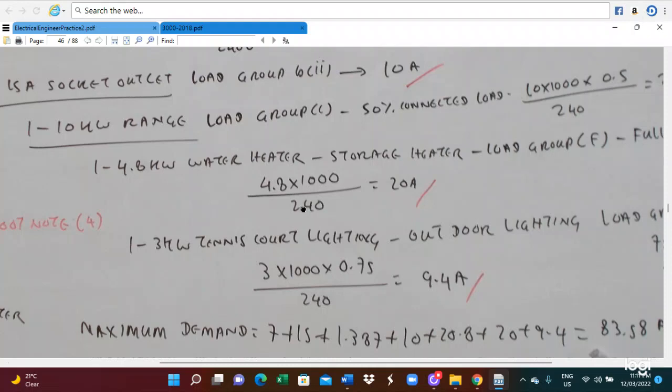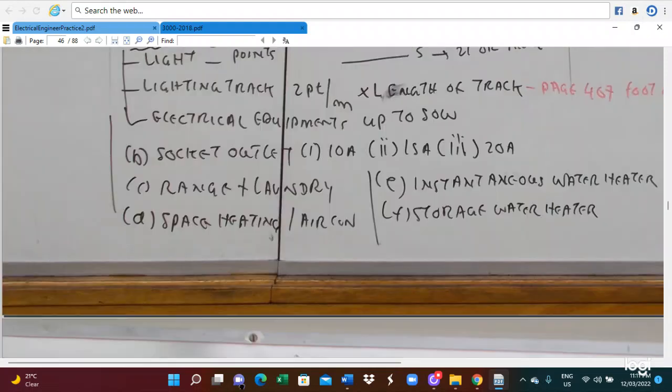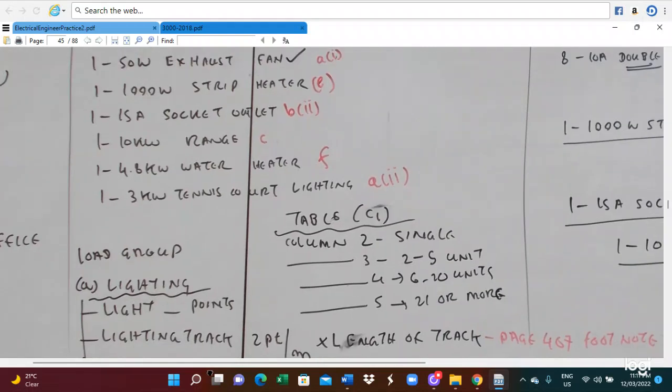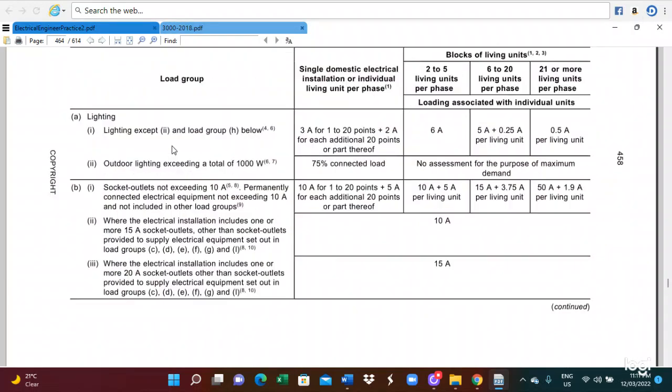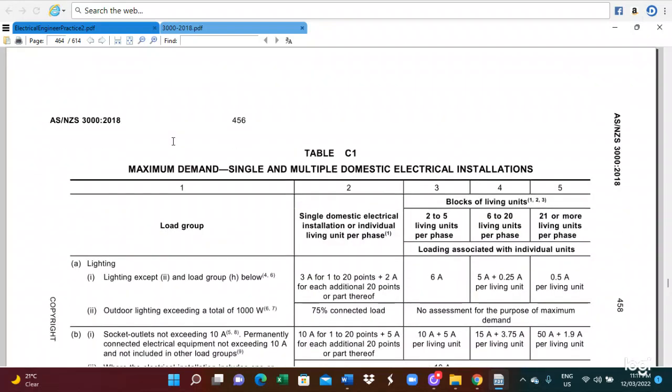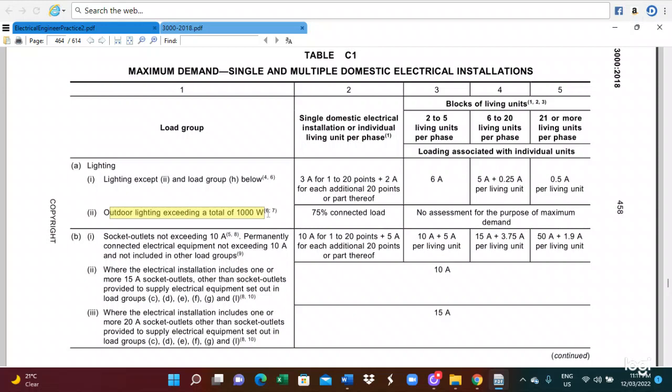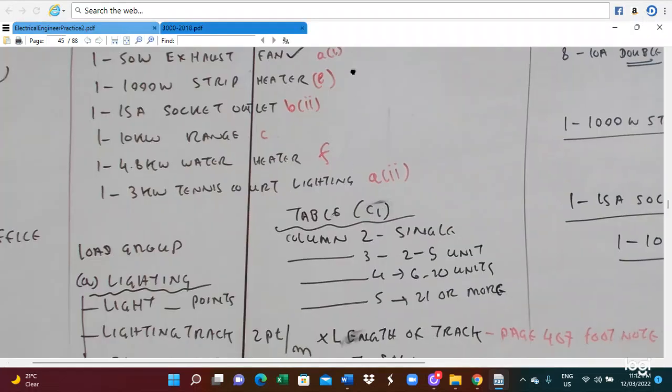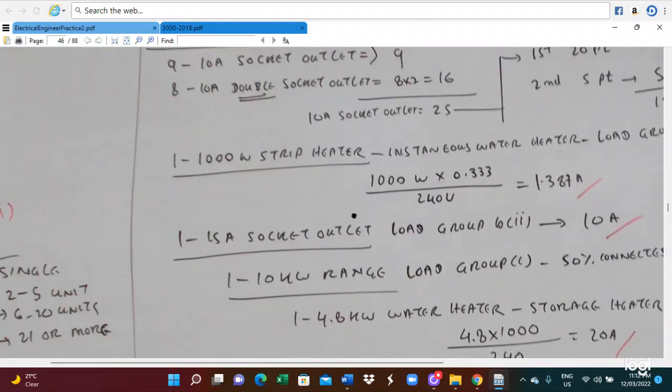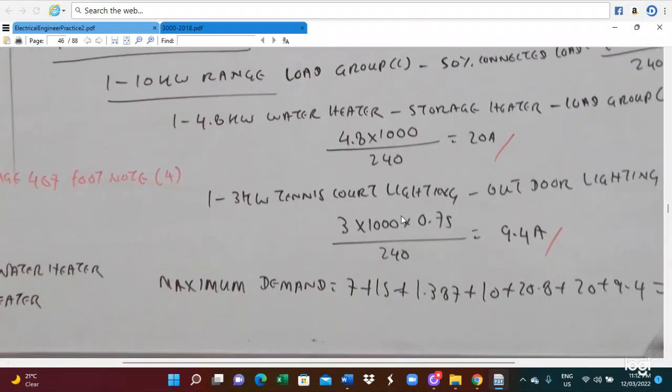And finally, it is also given the 3 kilowatt standard scope lighting. 3 kilowatt standard scope lighting is load group A2, because load group A2 is here. This is outdoor lighting, exceeding 1000 watts. In this case, we have to take 75% of the connected load. So 3 multiplied by 1000, multiplied by 0.75. You get the power, divided by 240 volt, you get 9.4 ampere.